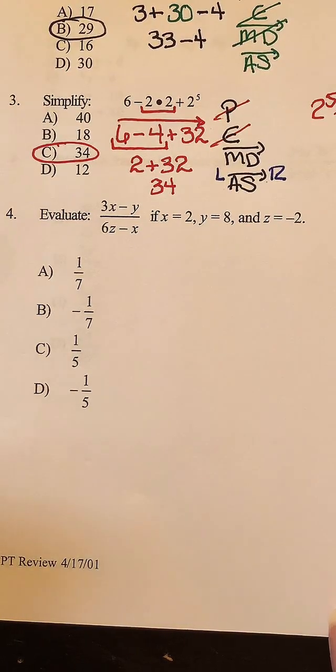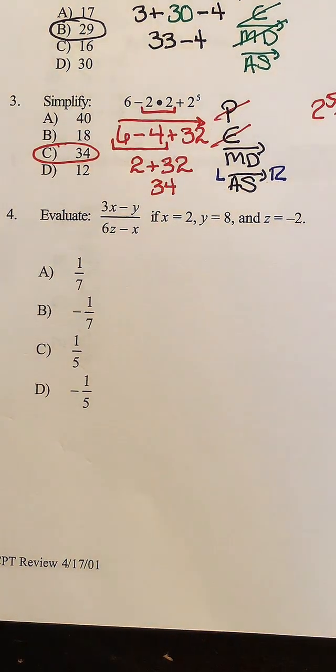All right, let's go with number 4. All right, so evaluate 3x minus y divided by 6z minus x, if x equals 2, y equals 8, and z equals -2.